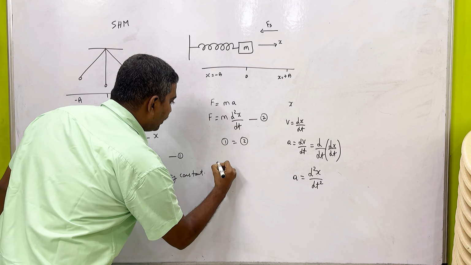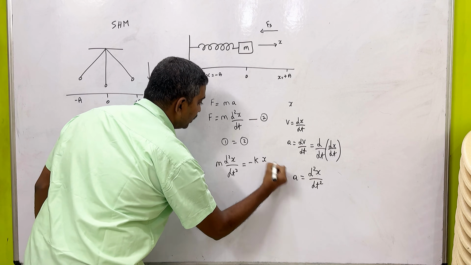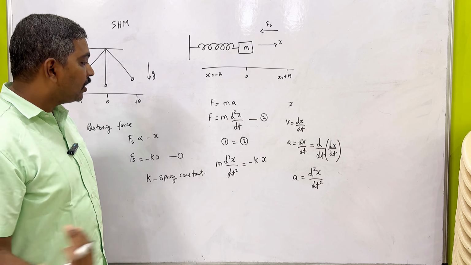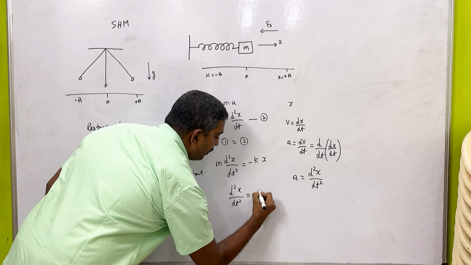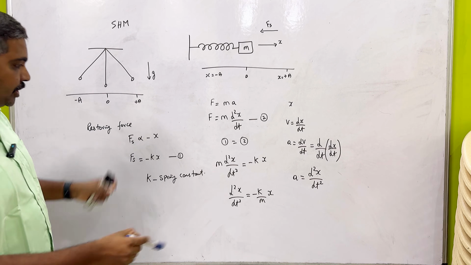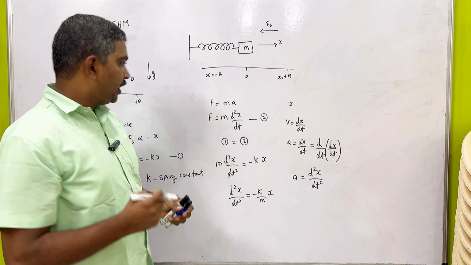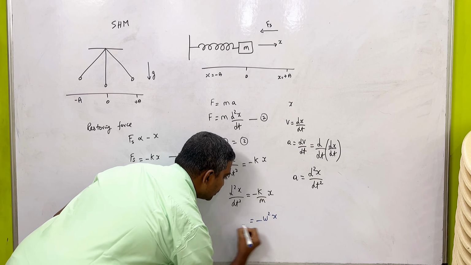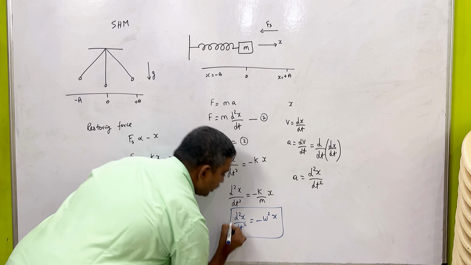Then I may write m into d square x by dt square equals minus k into x. So the restoring force equals the force here, from your Newton's second law. So I can write d square x by dt square equals minus k by m into x. Okay. So now I'm going to define a quantity called omega, the angular frequency. So I can write this equation as d square x by dt square equals minus omega square x. This is a very, very important result.